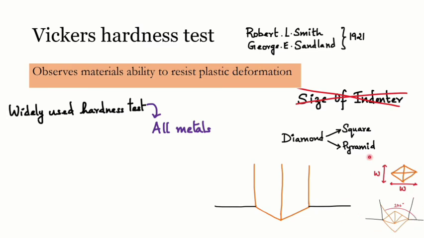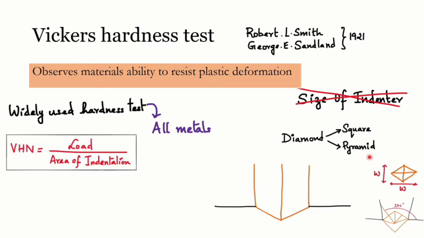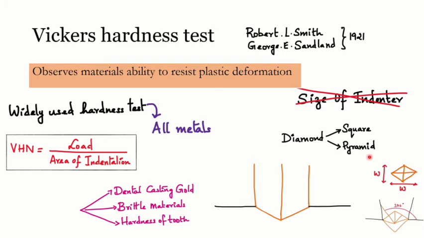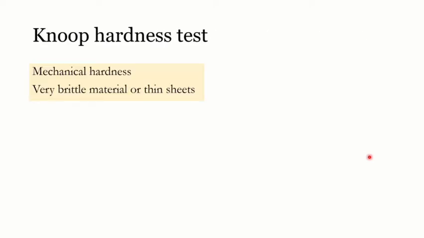Now here you can see there is a diamond indenter which has a particular width and a particular angulation. Now again the calculation is going to be load by area of indentation. So now the application is used by ADA for dental casting gold. Then it is used for measuring the hardness of brittle materials, and again this is the particular test that is used to assess the hardness of the tooth.